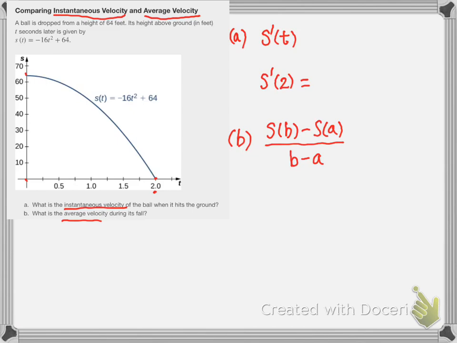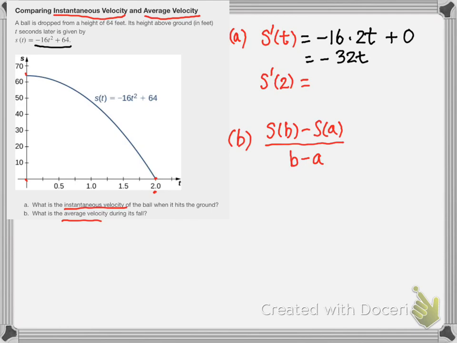So first, what is the derivative of s? You take a look. It's negative 16t squared plus 64. So the derivative of negative 16 times t squared, right? So it's negative 16 times 2t plus derivative of 64, 0. So it's really negative 32t.